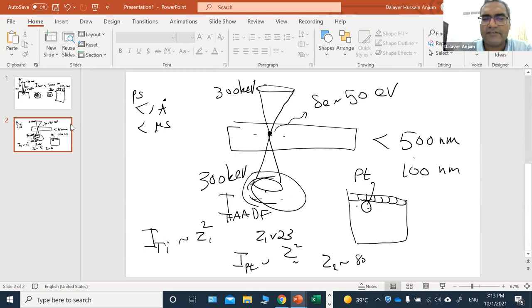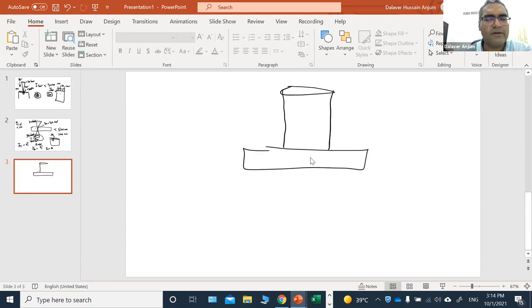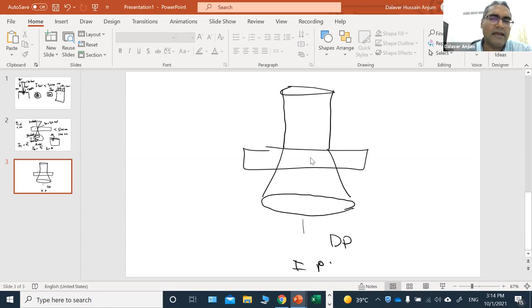So that's how they're different. If you ask me about TEM, TEM is like this. You have the full sample, and the beam is coming as a flood, a full beam. It scatters, and we have a lens below it, and this lens makes either the diffraction pattern or the image. Resolution is also very high. In this case, resolution is governed by the wavelength, which is less than a picometer.